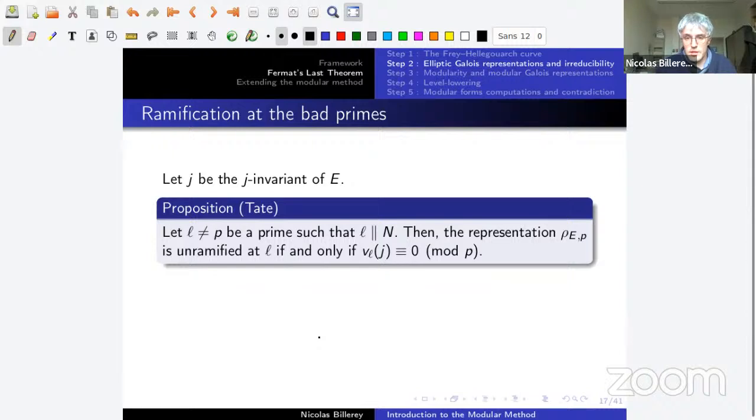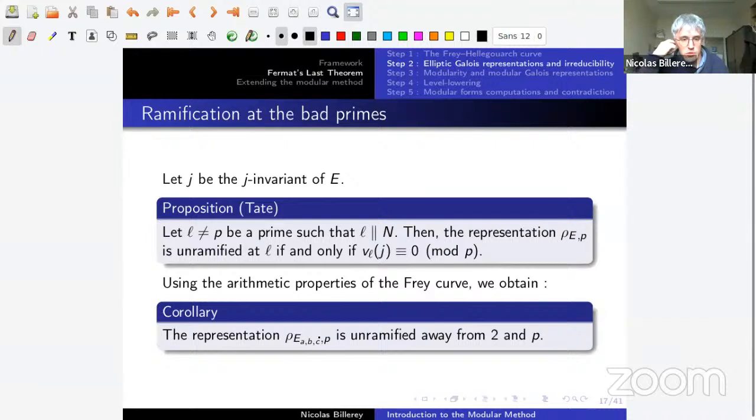Then the theory of Tate curves tells us that the mod p representation attached to E is unramified at l if and only if the valuation at l of the j-invariant of E is congruent to zero mod p. Okay.